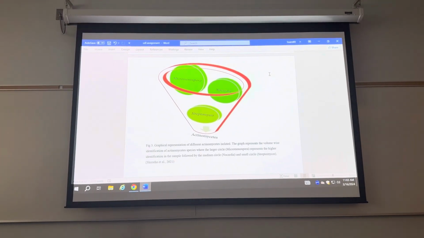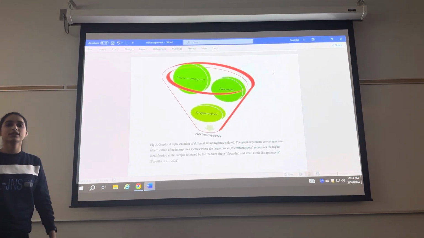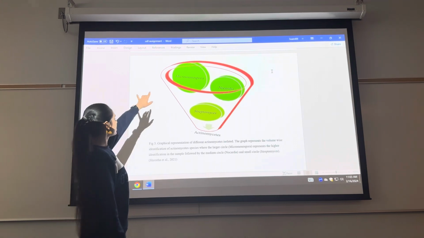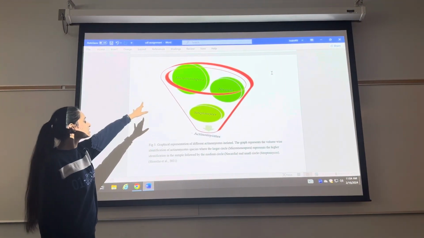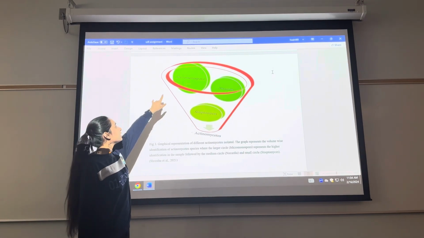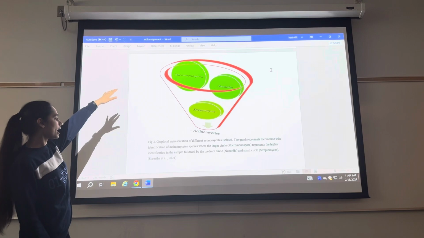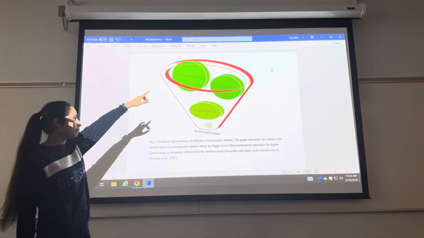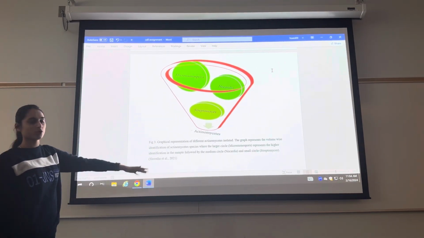So now I am going to discuss the graphical representation of the different actinomycete isolates. We can see that this graph shows the volume-wise identification of actinomycete species, where the large circle shows Micromonospora. It represents the highest identification in the sample, followed by the medium circle, Nocardia, and then the small circle, Streptomyces.